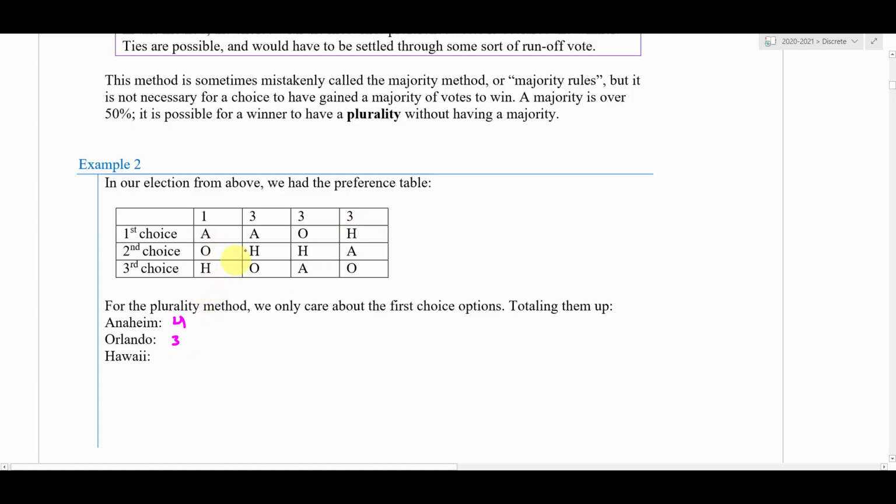Then we look at Hawaii, and we go over here. Hawaii's only first in this very last column, so it gets 3 first place votes, and we can see Anaheim ended up with the most first place votes, so Anaheim wins plurality with 4 votes.